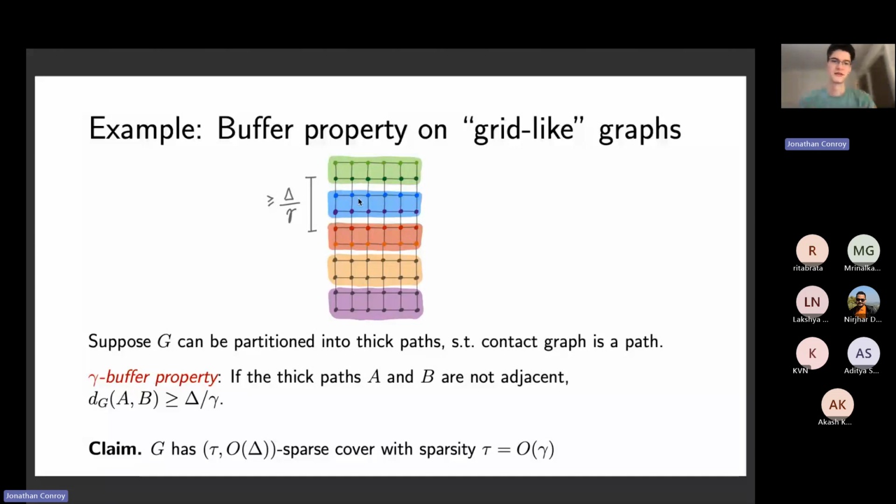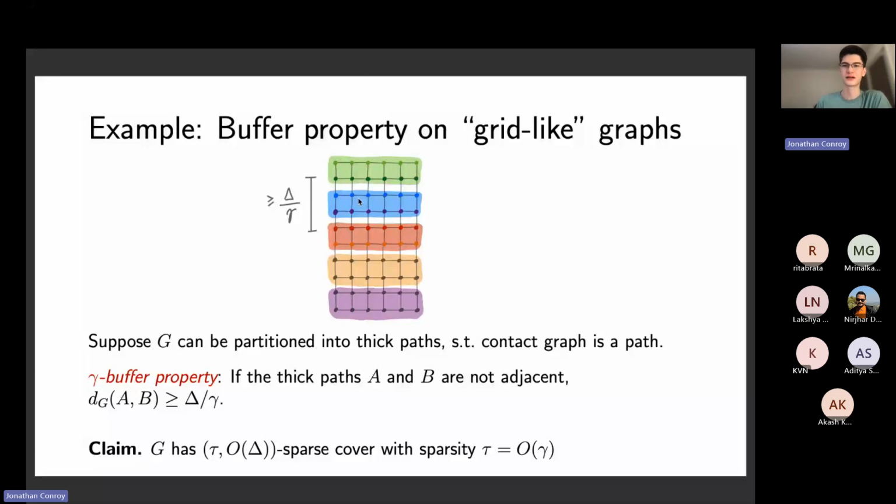Okay, so suppose you have a graph with this property that you can partition G into these thick paths. The contact graph is a path. In this case, we're going to define the buffer property as follows. We say that this partition obeys the gamma buffer property if for any two thick paths A and B, either they're adjacent or they're separated by distance at least delta divided by gamma.